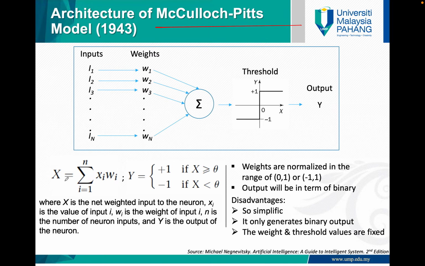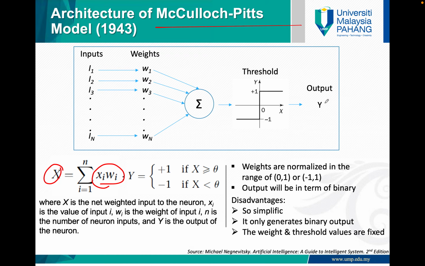Okay, so this is the formula. X is the total of input times the weight. This times this. Xi is the input, w is the weight. Then you will have the x. You total all this in a neuron.